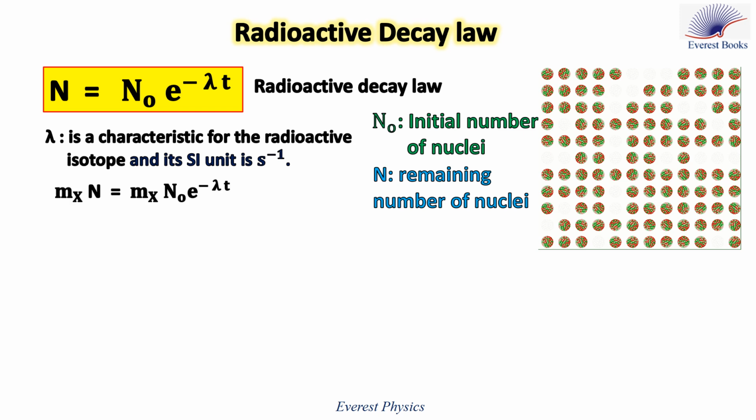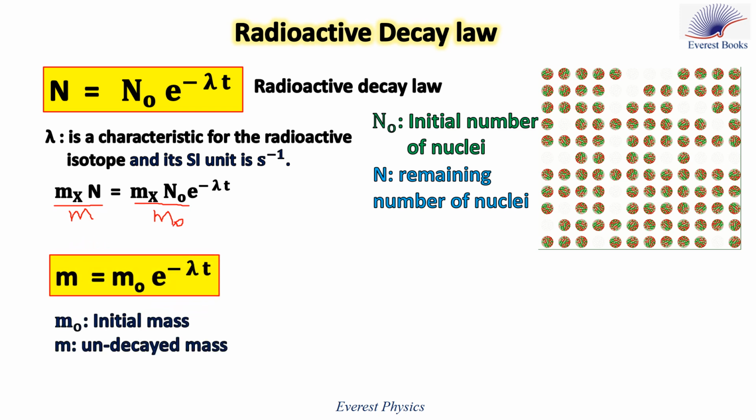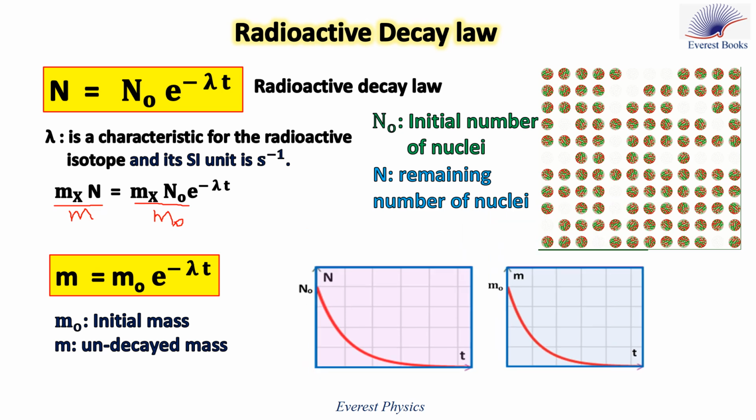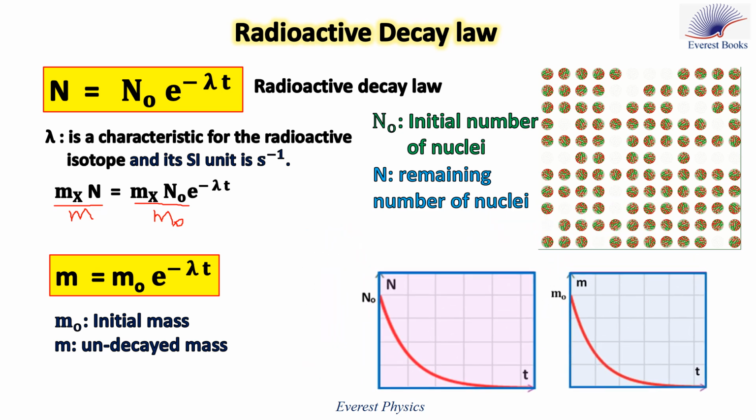Multiplying both sides by the mass mX of each nucleus gives mX N equals mX N0 e to the power minus lambda t. Substituting mX N by m and mX N0 by m0, we get m equals m0 e to the power minus lambda t. m0 is the initial mass and m is the undecayed mass. The radioactive decay law shows that the number of the remaining nuclei and the undecayed mass decrease exponentially with time.